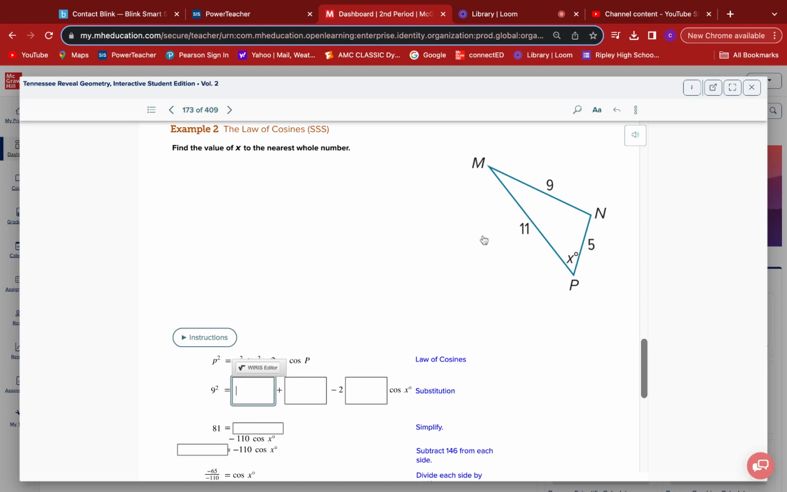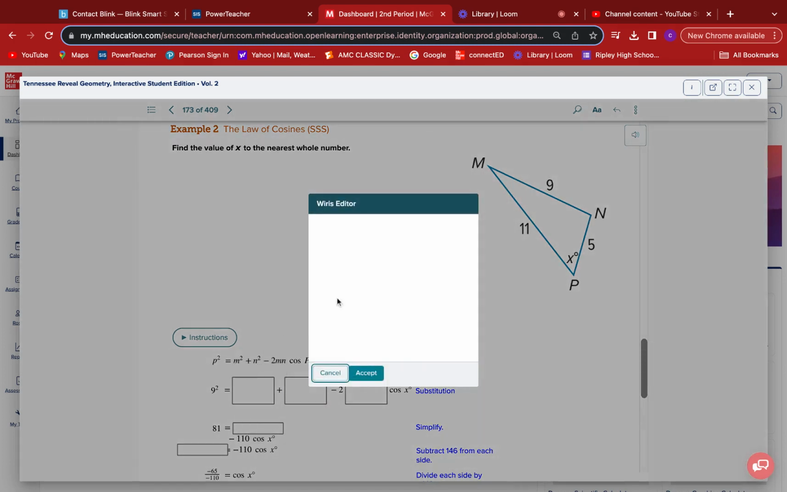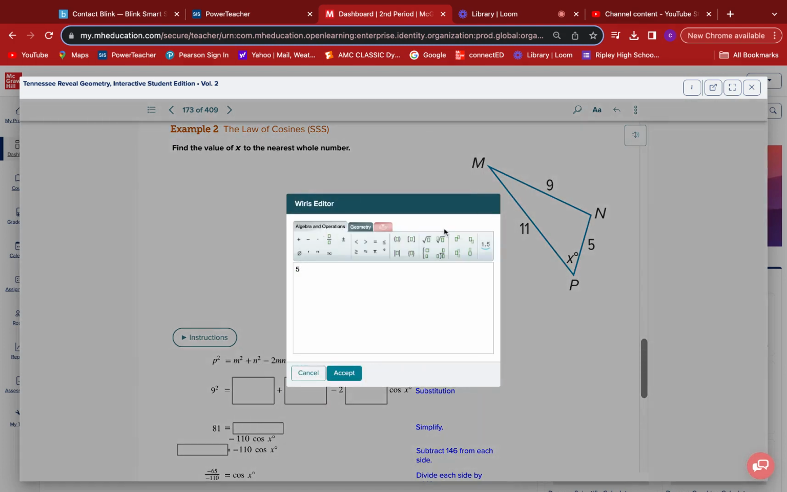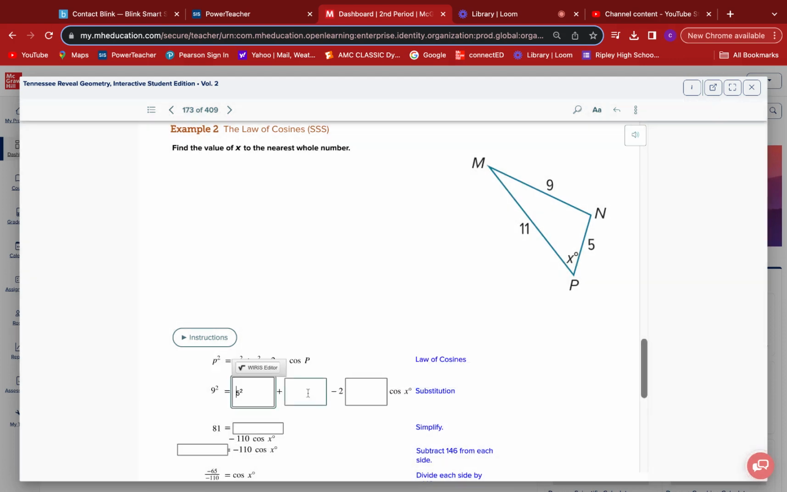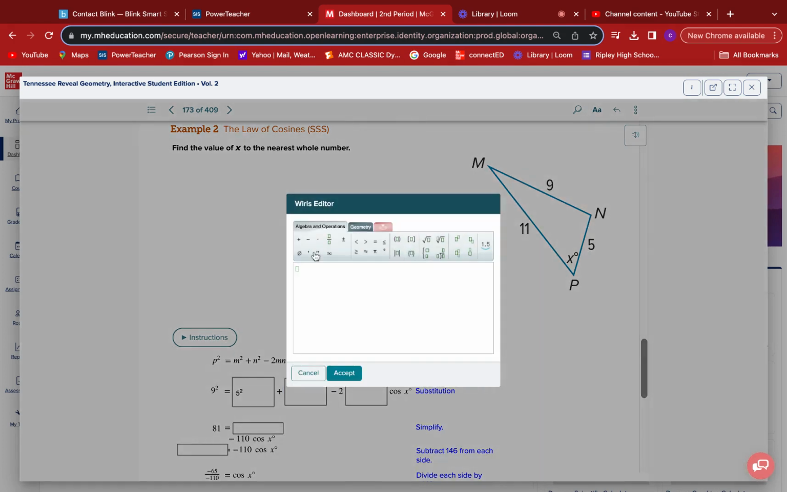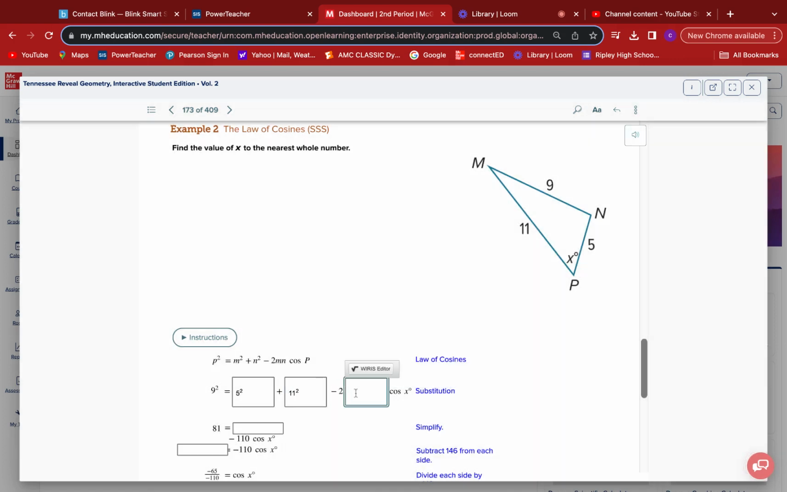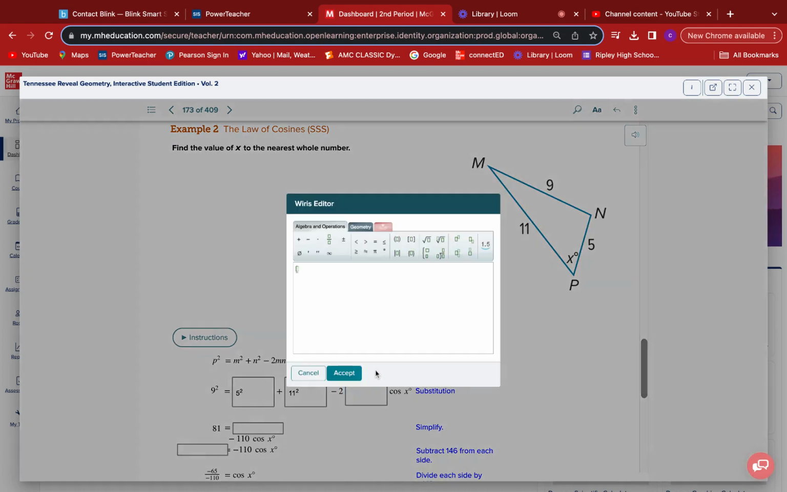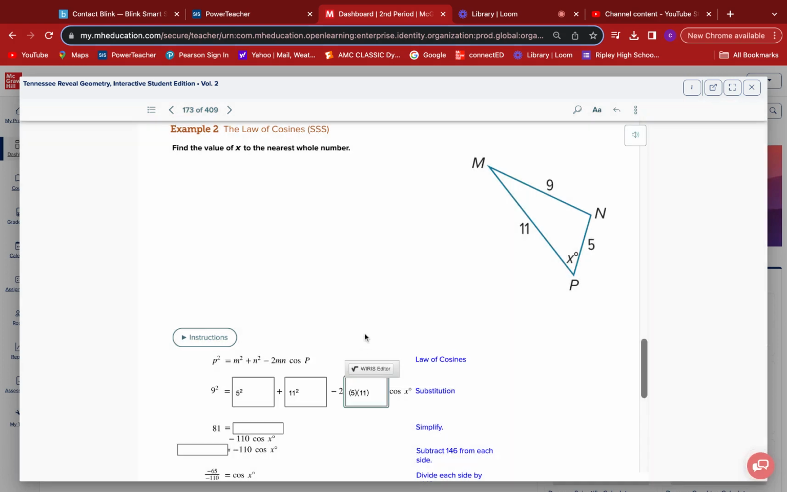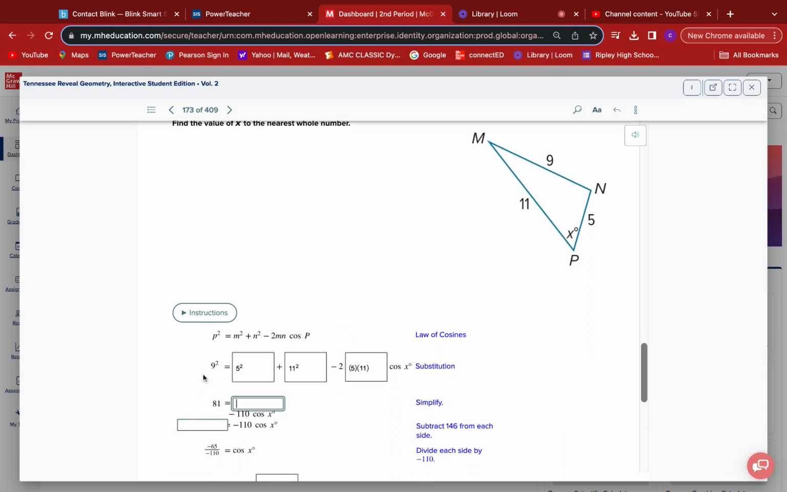All right, so it's going to be little m, which is 5 squared, plus n, that is going to be the 11 squared, minus 2 times 5 times 11 times the cosine of x. All right. So it looks like, let's see what they do next.